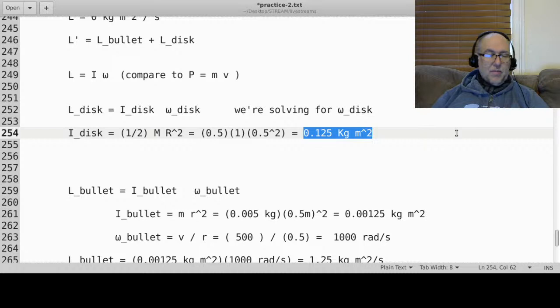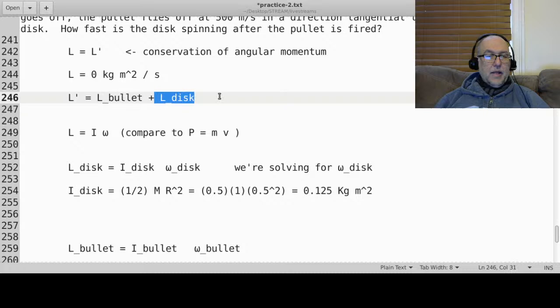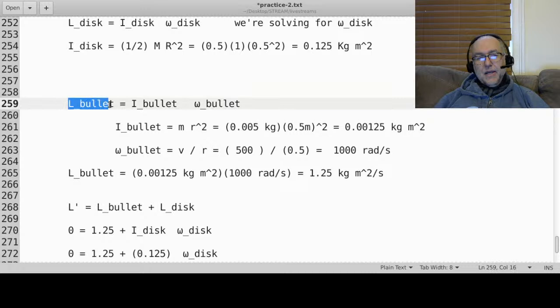We don't have the total angular momentum of the disk because we don't know omega, but we're solving for that. Great, that was this piece right here, the angular momentum of the disk. What about the angular momentum of the bullet? That one's a little more conceptually demanding because the bullet goes off in a straight line. But you could still think of it the same way.